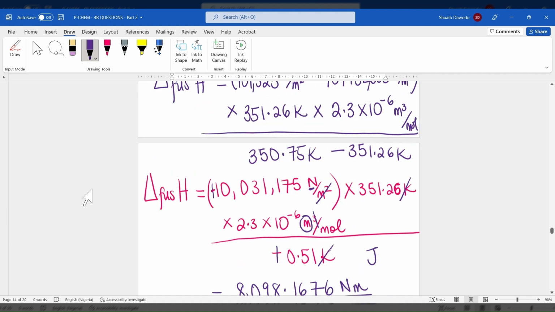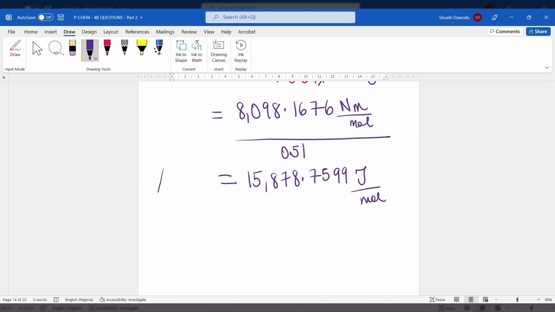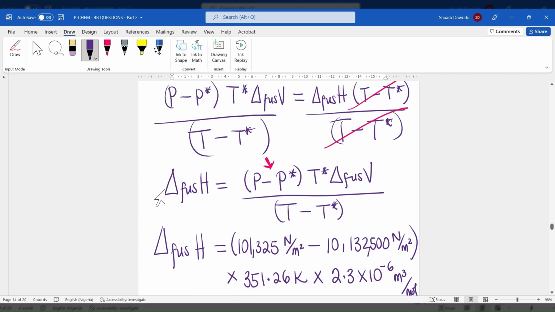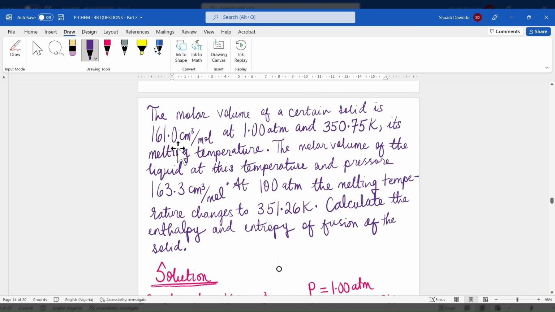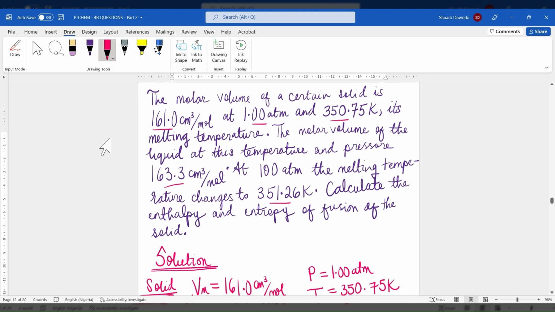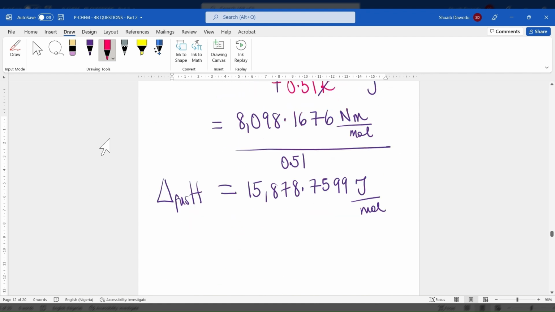So all that we've been doing to find the change in enthalpy of fusion, and we end up getting 15,878.7599 joule per mole. But our work is still not done because we're chemists and we have to make sure our work is always as neat as possible. So we have to go back and check the lowest number of sig figs that we're supposed to have. When we go back to our question, we see what we used to solve it. We've got 4 sig figs, 3 sig figs, 5 sig figs, 3 sig figs, and 5 sig figs. So we're going to pick the lowest number of significant figures for our final answer.